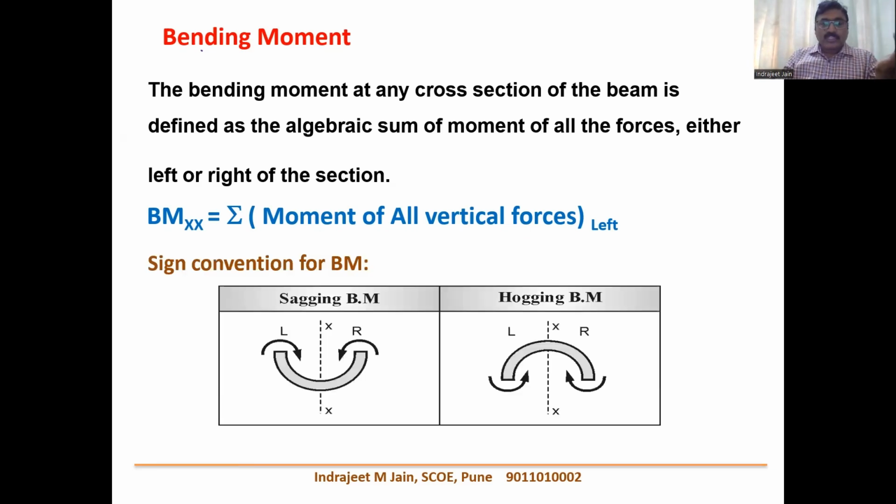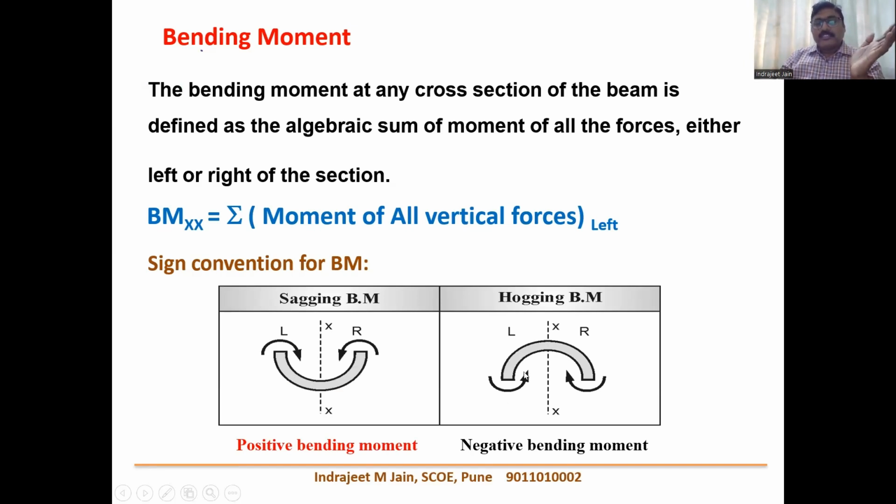Sign conventions: sagging bending moment is considered positive and hogging bending moment is considered negative. In sagging bending moment, on the left side of the section clockwise is positive and on the right side of the section anti-clockwise is positive. In hogging moment, on the left side of the section anti-clockwise is negative. So in a sagging section, on the left side of the section clockwise is positive. In a hogging section, on the left side of the section anti-clockwise is positive. And the sign on the right side will be opposite.